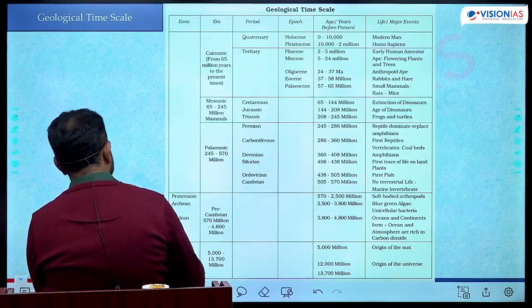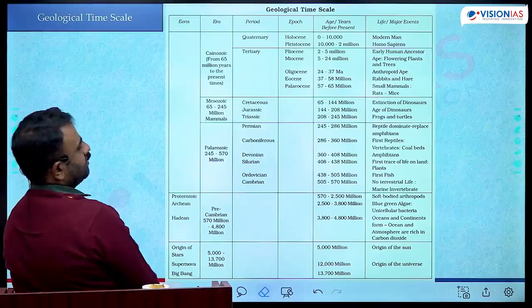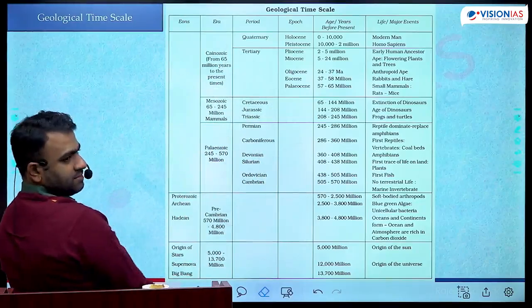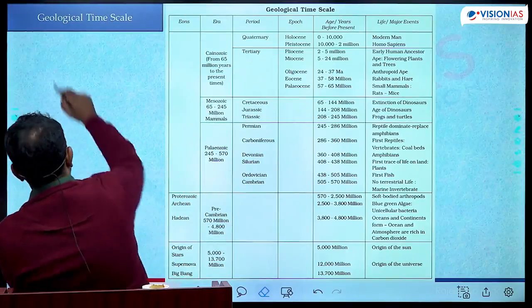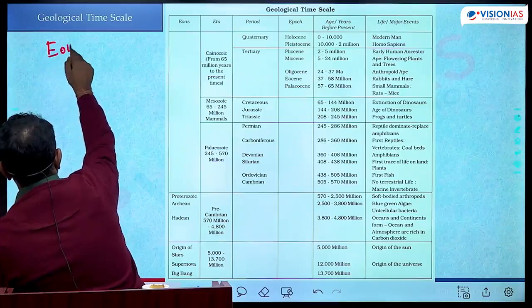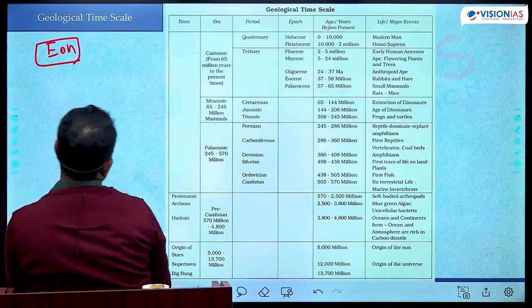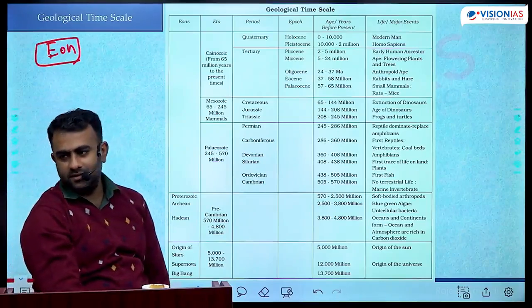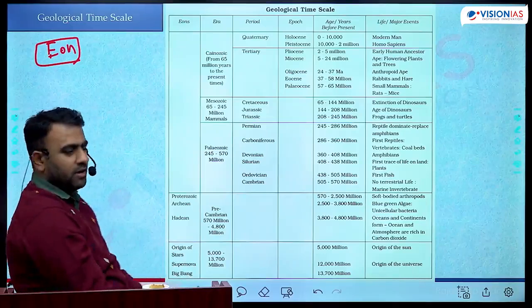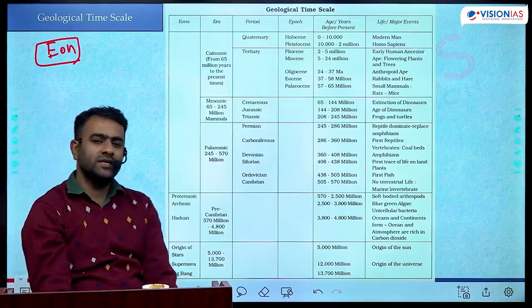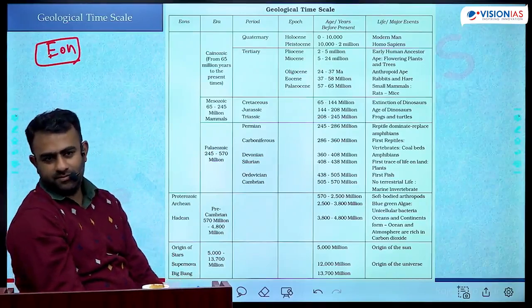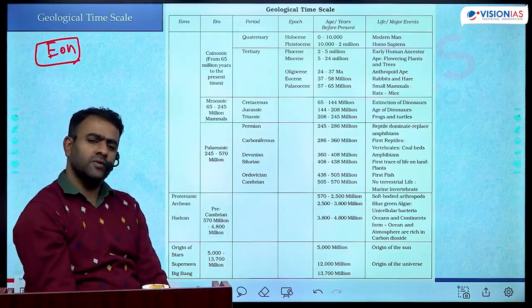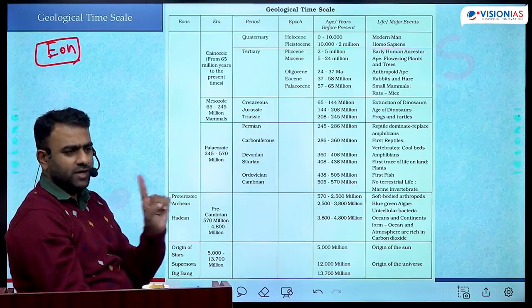So to make things easier, we have made a system of study here. The geological time scale is based on divisions. The divisions, first you have to remember. The largest division of the geological time scale is what is called an eon. One eon is approximately 1000 million years. I am saying approximately; it can be 1000, it can also be 1500. Approximately 1000 million years is 1 eon.